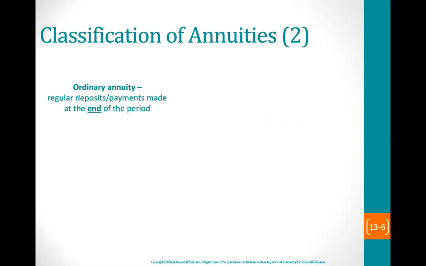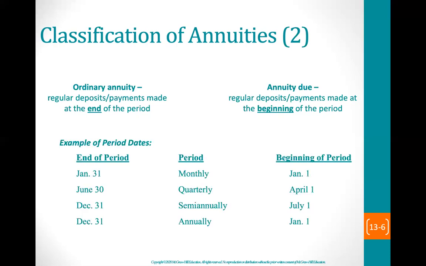An ordinary annuity makes regular deposits or payments at the end of the period. Periods could be months, quarters, years, etc. An ordinary annuity could be salaries, stock dividends, and so forth. An annuity due is regular deposits or payments at the beginning of the period, such as rent or life insurance premiums. It's very important that you understand the difference between an ordinary annuity and an annuity due, because it makes a difference in the interest calculation. If you have a monthly annuity that is an ordinary annuity, then it is done at the end of the period, January 31st. If it's an annuity due, it's at the beginning on January 1st. So notice the difference between the two.